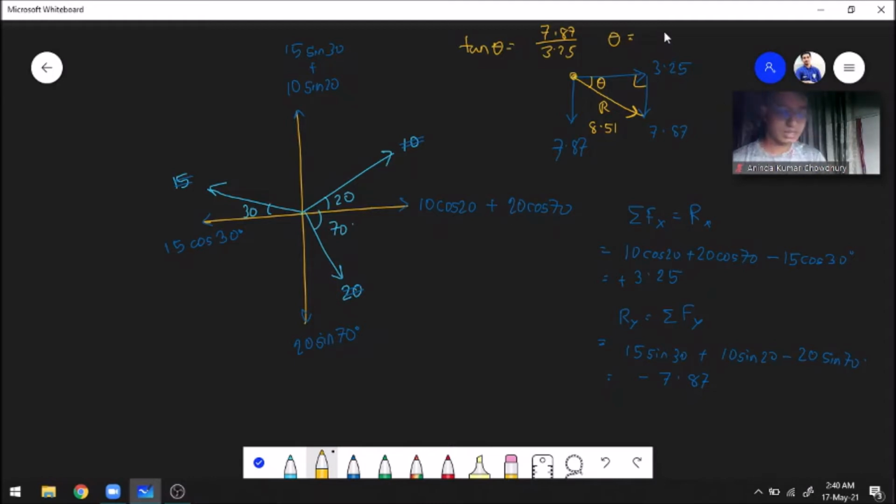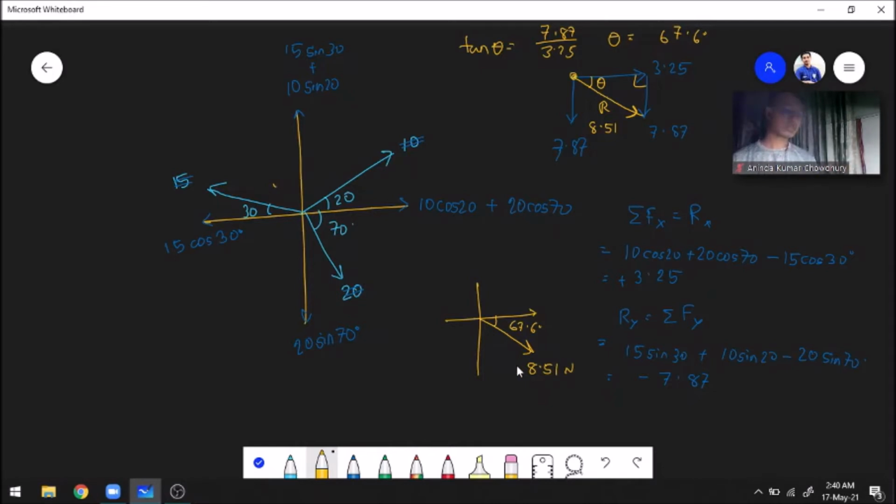So theta should be 67.6 degrees. So our resultant will look something like this. If you have your axis like this, our resultant force will be this. You have to provide a force of 8.51 newtons at an angle of 67.6 degrees below the positive x-axis, and this force will replace all these three forces.